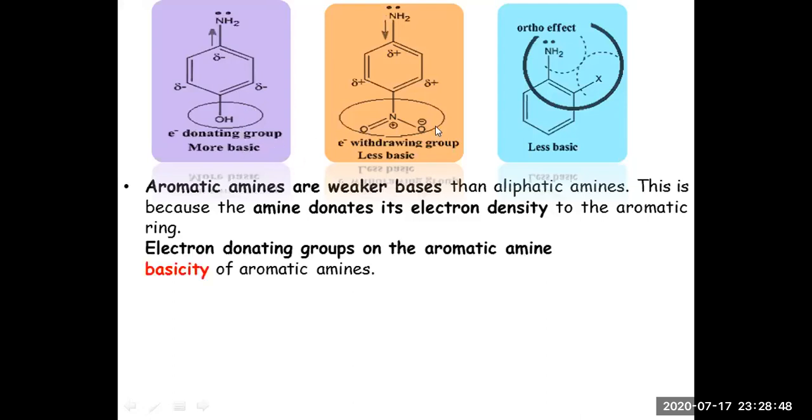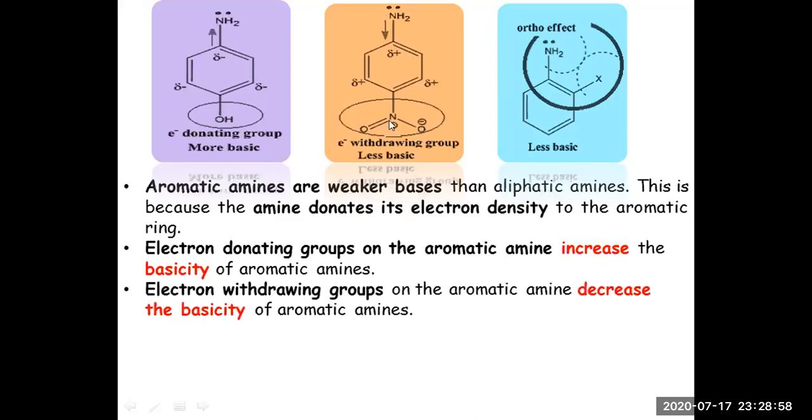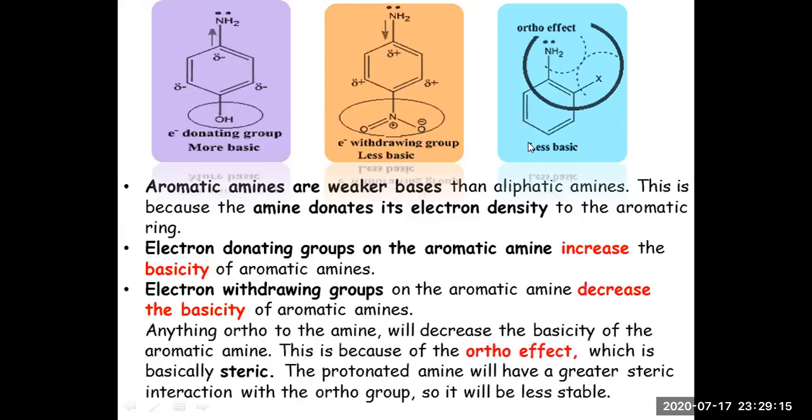If I go to the next, we have a nitro group attached at the para position, and we know nitro is a strong electron withdrawing group, and because of the electron withdrawing nature of this NO2, the lone pair is pulled towards the nitro group. It is not easily available to donate, and therefore para-nitroaniline is a less basic or weak base. Then another example here we have.